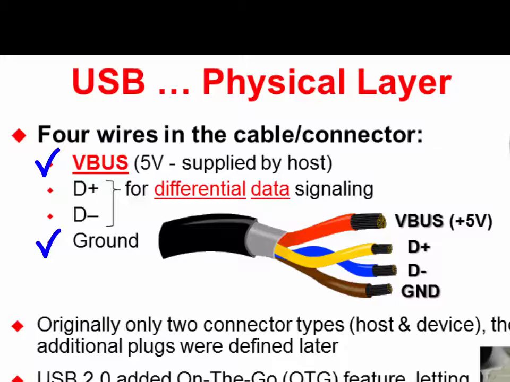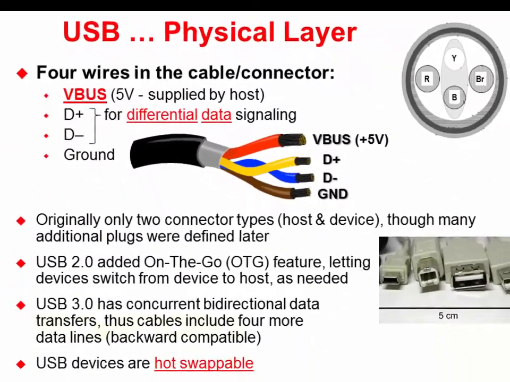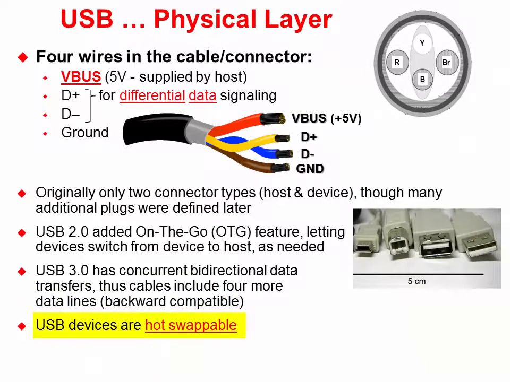The other pair of signals, D plus and D minus, provide a differential data signal from the host to the device. As most hardware engineers know, using differential signaling provides more robust data transmissions. Finally, the USB standard supports hot swappable devices. This means they can be connected and disconnected as needed. Therefore, your USB application should remain flexible.